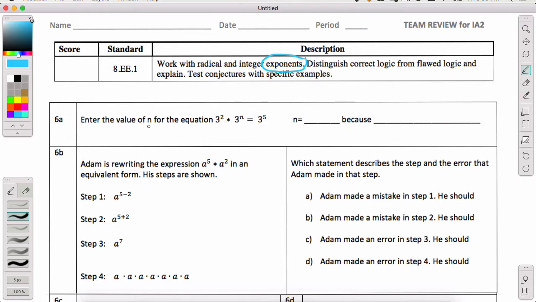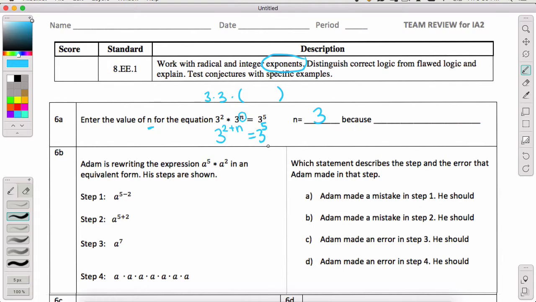All right, so enter the value of n for the equation 3 to the power of 2 times 3 to the power of n equals 3 to the power of 5. So this value of n is the mystery number. We don't know what that is, but we do know that when we have a product of two powers, we have 3 to the 2 plus n would be what would happen with those exponents, because this is 3 times 3 multiplied by 3 some number of times. So we count up how many 3's we have that are being multiplied, and that tells us our exponent. So all we have to do here is say 2 plus what equals 5, n must be 3.